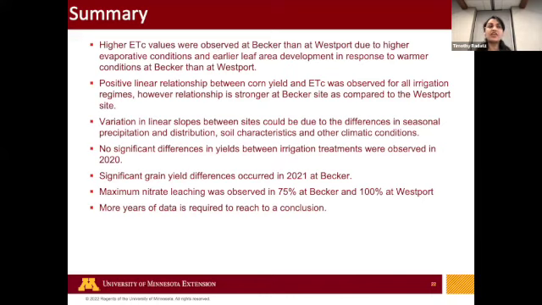We did not find any significant differences in grain yield between irrigation treatments in 2020. However, these differences were really, really significant in 2021, with 100% being the highest grain yield and rain-fed almost no yield. Maximum nitrate leaching was observed in 75% at Becker and 100% at Westport, which are higher irrigation treatments, and 50% had the lowest nitrate leaching at both sites in 2020. And then, as I said, this is ongoing research. We will be conducting it this year and maybe have some conclusions at the end of the 3 years of this study.